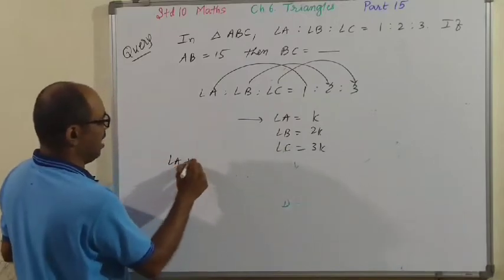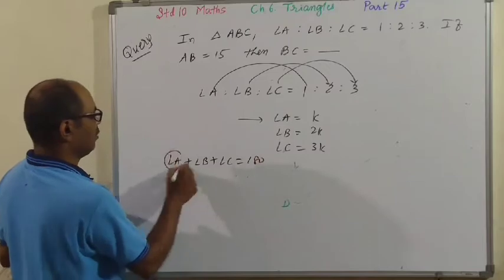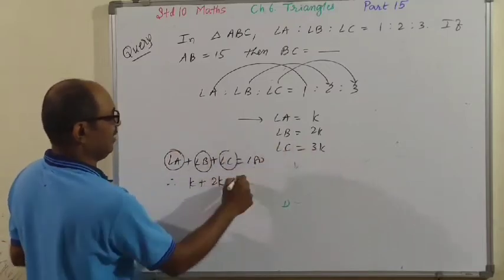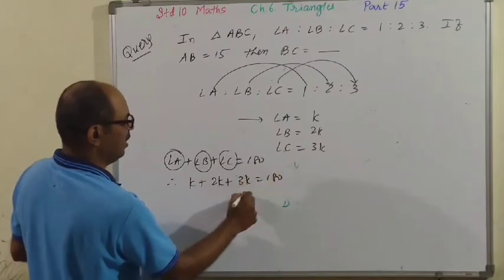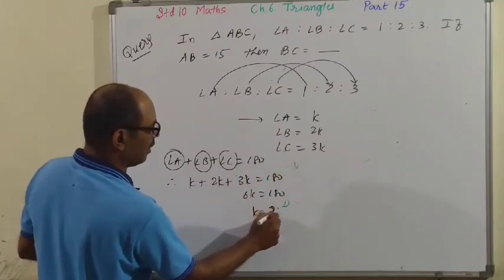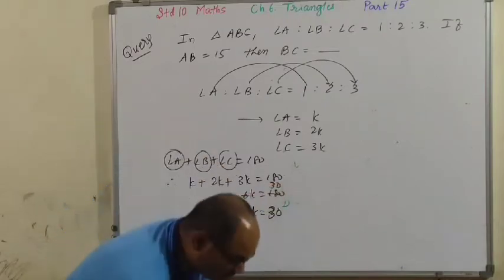Now you know angle A plus angle B plus angle C is equal to 180. That gives me K plus 2K plus 3K is equal to 180. 6K is equal to 180. So K is equal to 30. 6 ones are 6, 3 sixes are 18, 0. K is equal to 30.